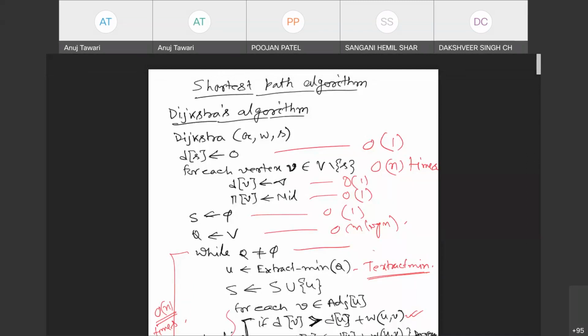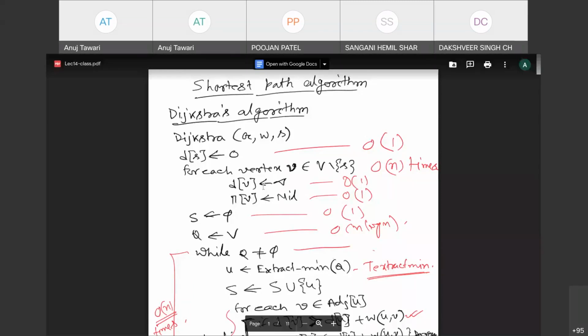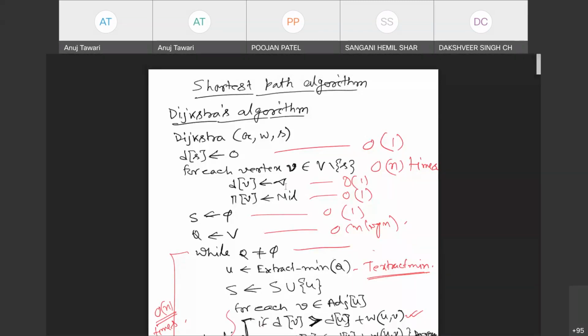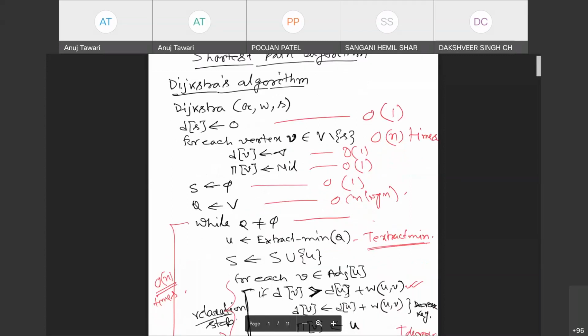And how do we update this DV? There might be a finite length path. So this is initially set to infinity, and we want to reduce this infinity value to some finite value. And for that, we use this relaxation step. Okay.